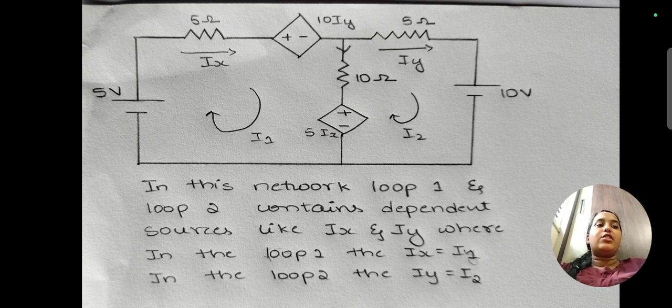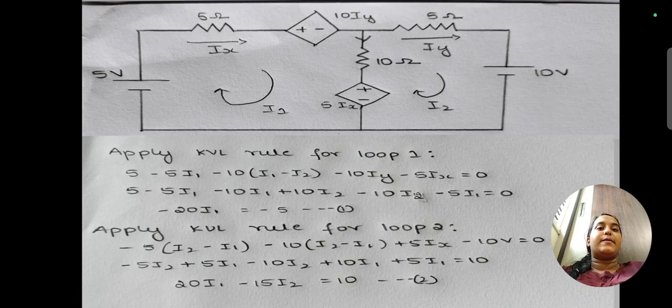In this network, loop 1 and loop 2 contain the dependent sources Ix and Iy, where in loop 1, Ix equals I1 because it is placed only in loop 1. In loop 2, Iy equals I2 for the same reason. So let us apply the KVL rule to find the currents. For loop 1, we get 5 minus 5 I1 minus 10 times (I1 minus I2), because the 10 ohm resistor is placed in between I1 and I2.